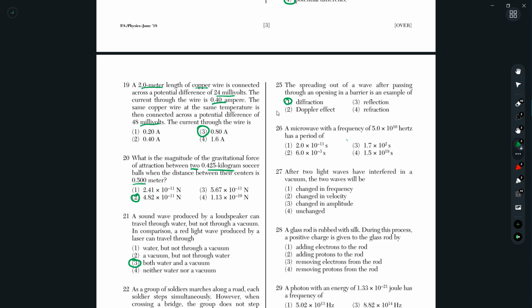So frequency is this, and period. Oh, well, I just told you about this. So 1 divided by 5 times 10 to the 10th is going to be 2 times 10 to the negative 11.